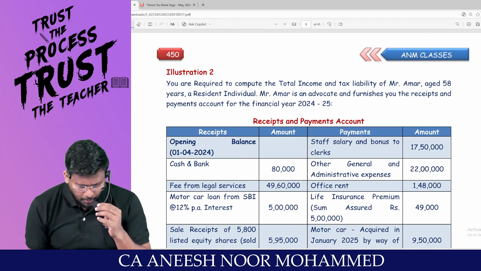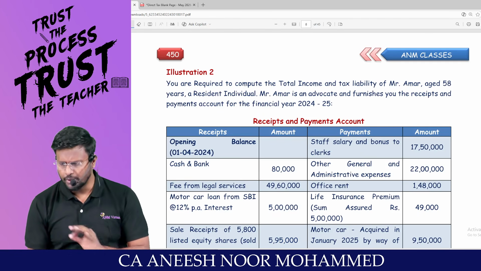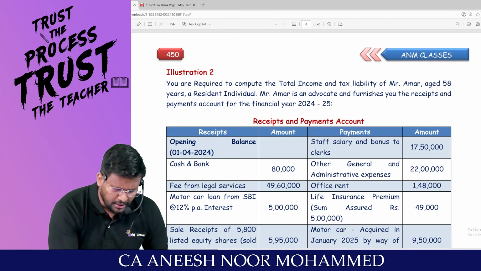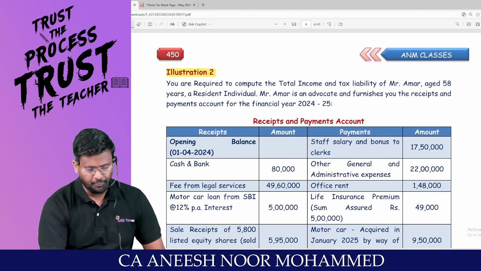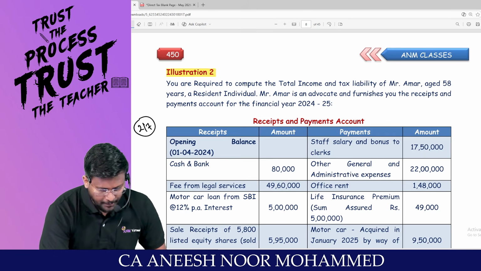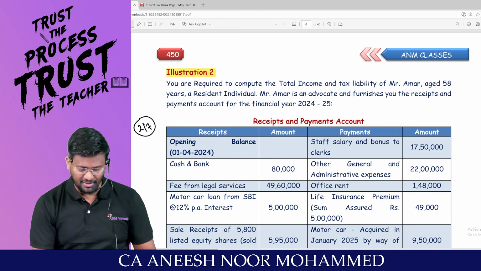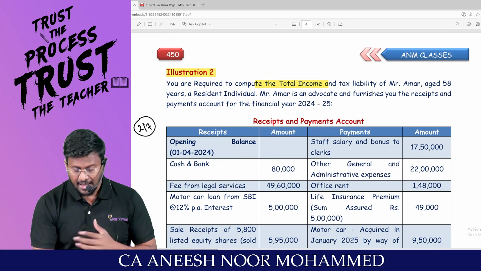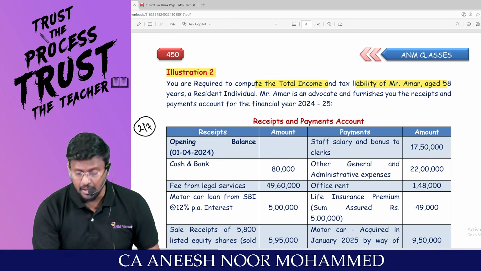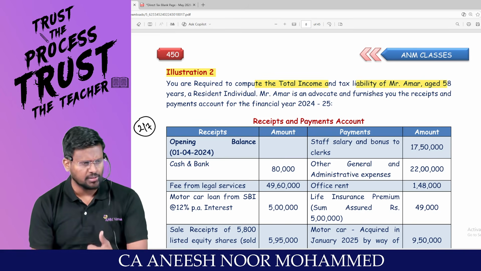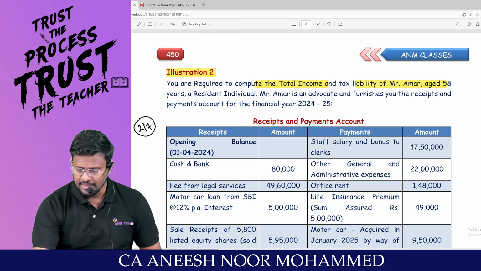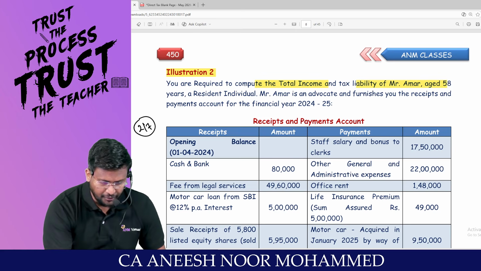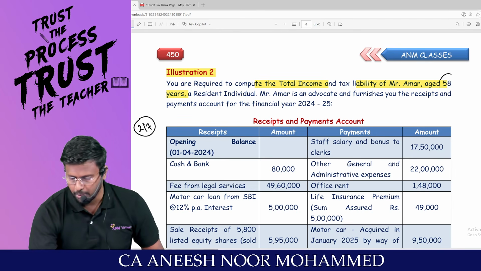Yes, sir. I hope that you have done the revision of illustration number 1 and we are going to continue with illustration number 2. Once we complete this, we will be ending up with 2 by 7 as the target. You are required to compute the total income. Fine. We have to calculate the total income and the tax liability of Mr. Amar. So the question needs us to compute both total income and tax liability. Aged 58 years. That is important. Very, very important.